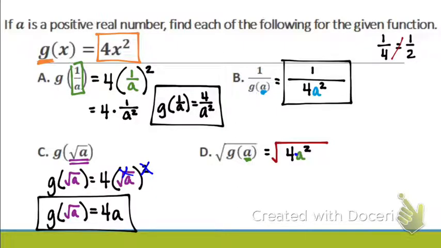These two things are being multiplied together. Pieces that are being multiplied together underneath the radical can be separated. If I was adding or subtracting under there, I could not. Multiplying or dividing, I can. So square root of g of a is equal to 2a.